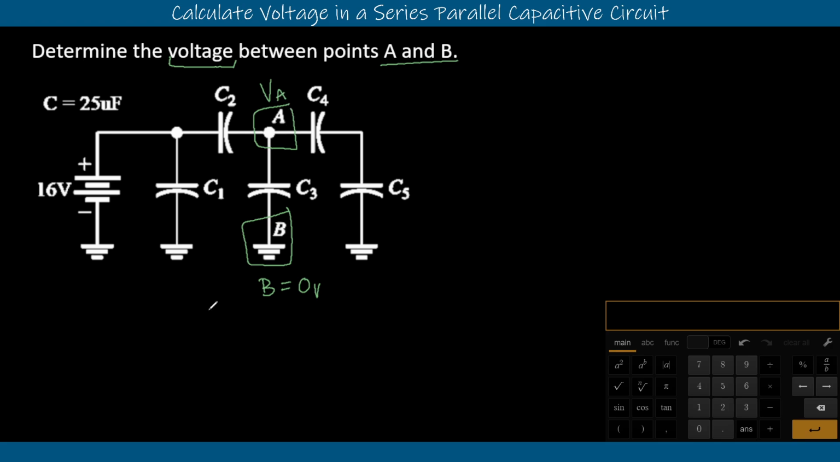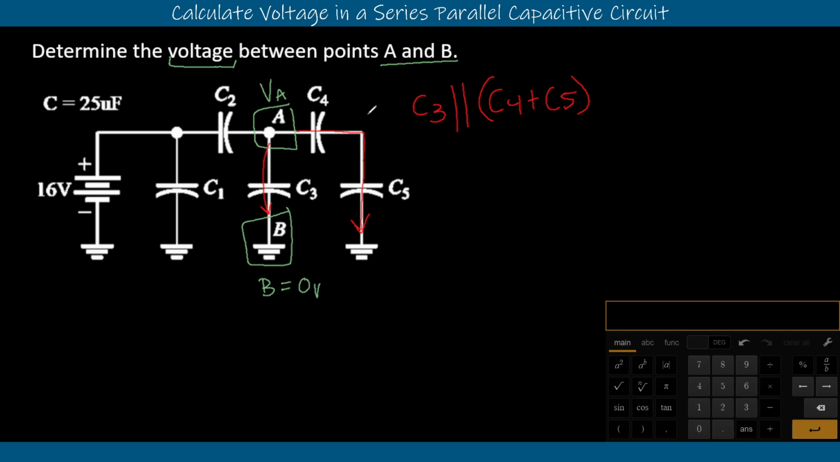When we look at node A, we can see that there's a couple things happening here. Node A travels down through C3 to get to node B. We know node B is ground, and that means that C3 is in parallel with wherever else node A can take us. We see that it goes through C4 and C5 to get to ground also. So node A's voltage is shared here: C3 is in parallel with C4 and C5. That is what we want to know the voltage drop across.